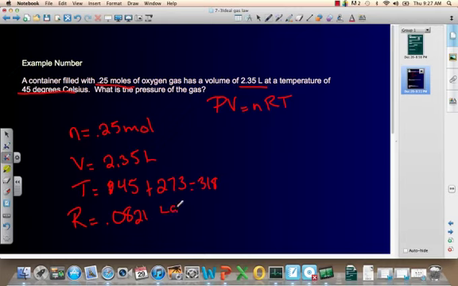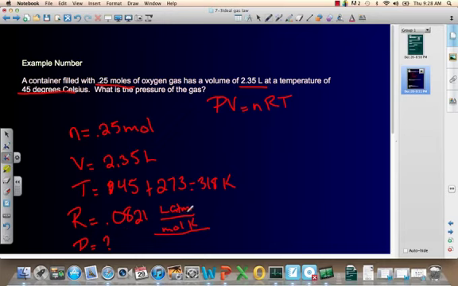And that's liters atmospheres over moles times Kelvin. All right, we are looking for pressure, though. So we do not know P. Let's make sure we have all the correct units here. Everything in this problem has to match up with these units. We have Kelvin, moles, and liters, so we're good on those. And we are solving for pressure, so we're going to solve for atmospheres here.